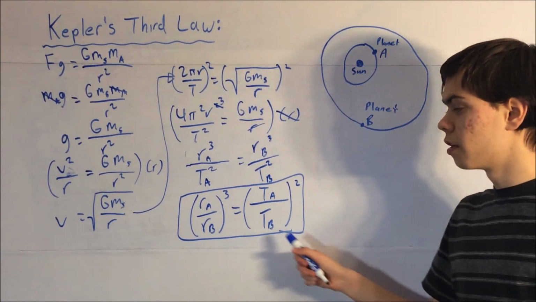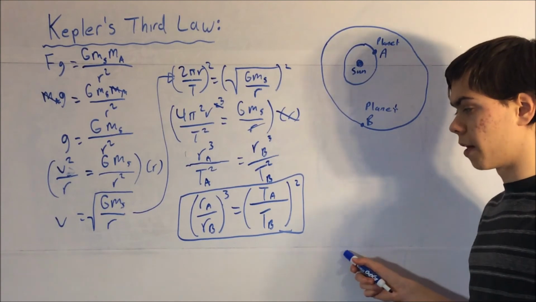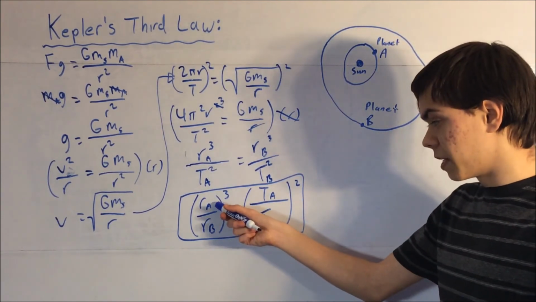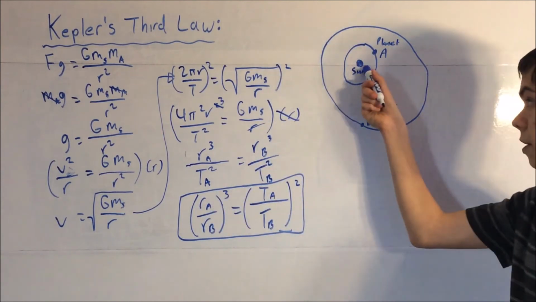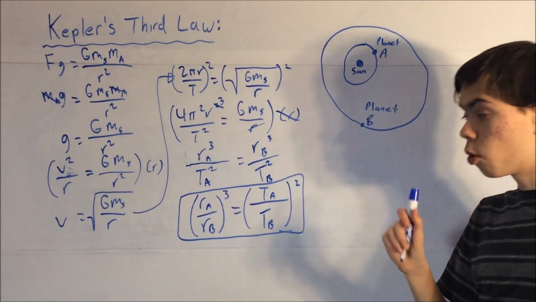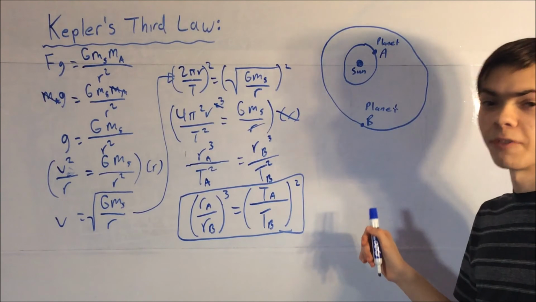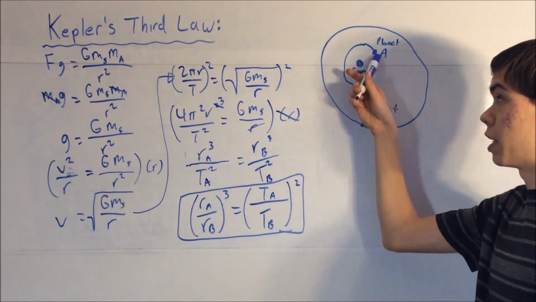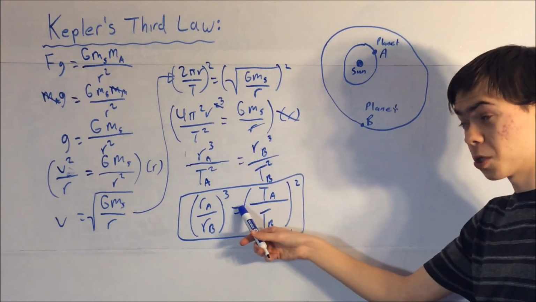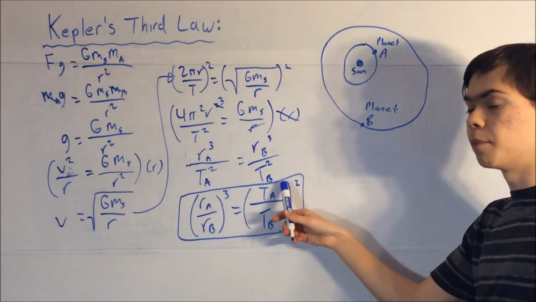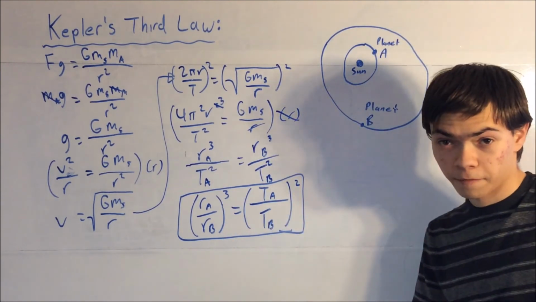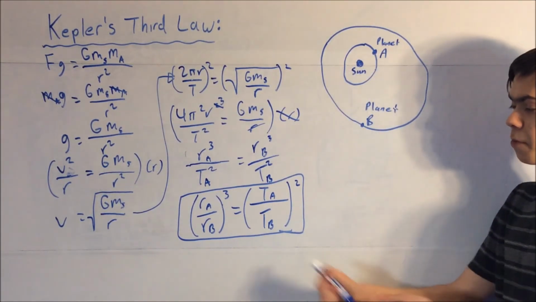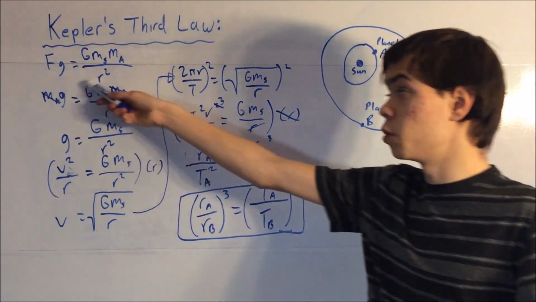Kepler's third law. I can't even say it in words. I said it wrong. The cube of the average distance between a planet and the sun is directly proportional to the period of that planet squared. Okay, yeah. This is Kepler's third law, derived from Newton's law of gravity.